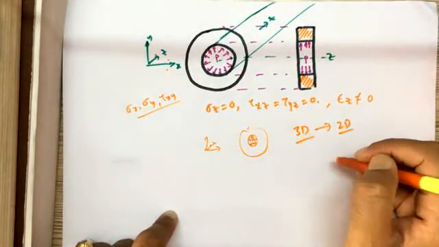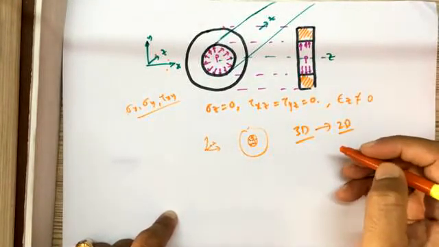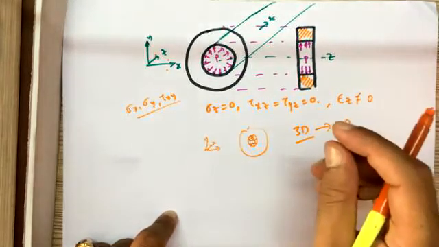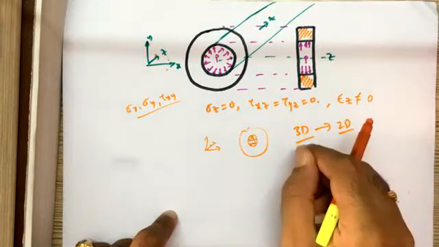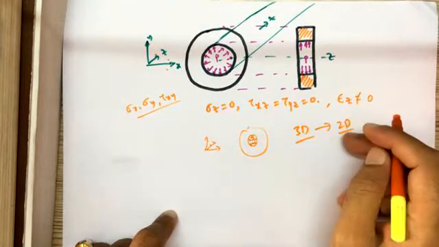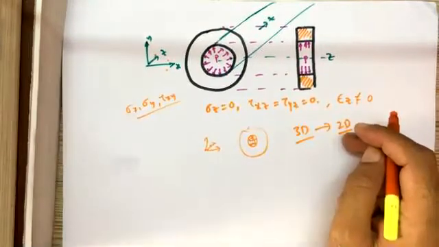In fact, no object in this world will be only 2D. Whatever the small thickness would be, it will have a certain thickness, so it should be considered as 3D. But for our convenience, if you want to convert that to 2D, then there are two cases: one is plane stress and the other one is plane strain.